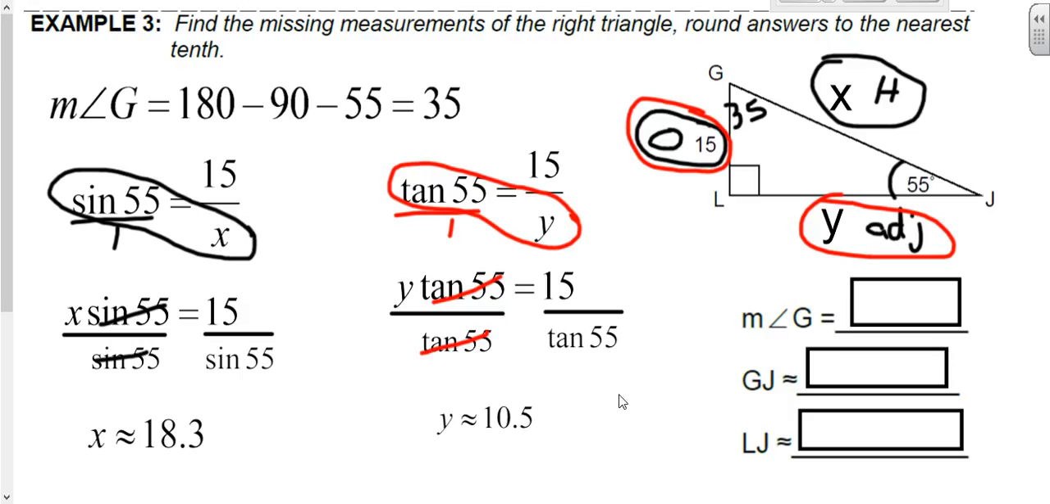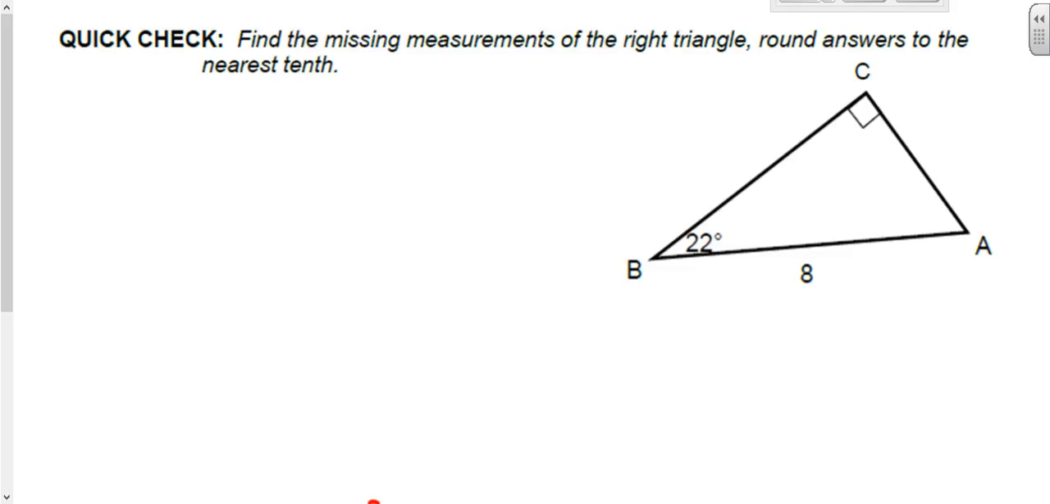That's the last example I'm going to do now. I want you to go ahead and do the quick check, and then call me over and I will check your work when you're done with that quick check, and then you'll go on to the practice. Good luck. Let me know if you need any help on this last quick check.